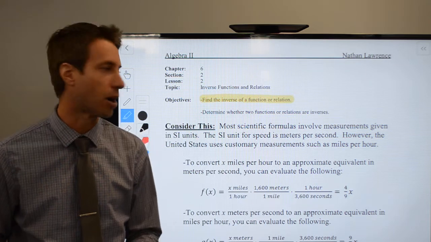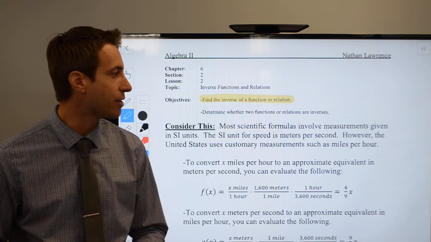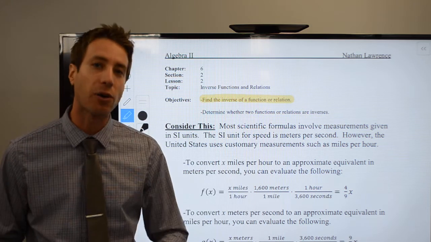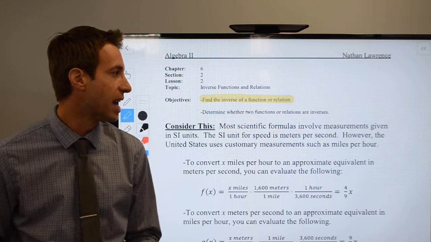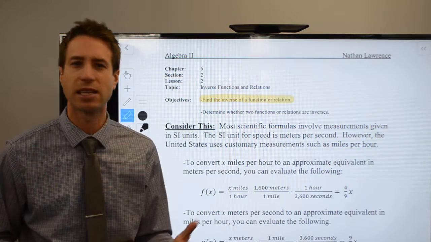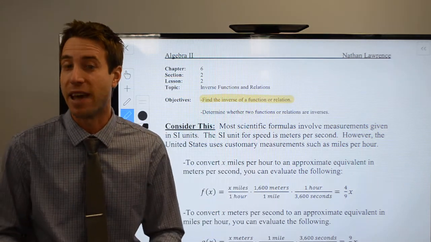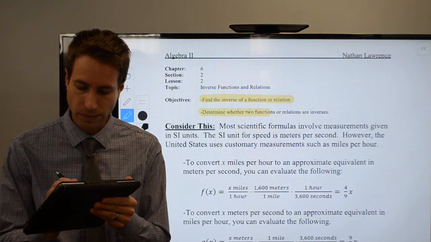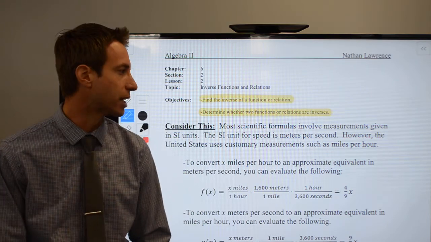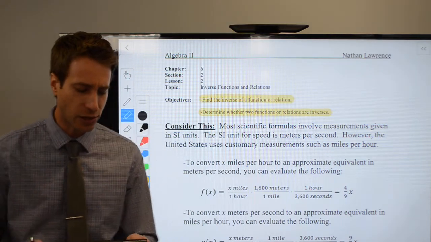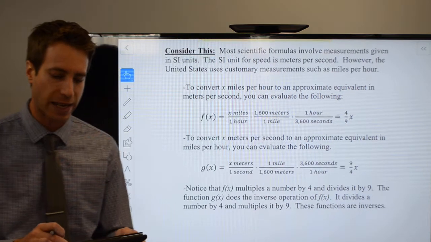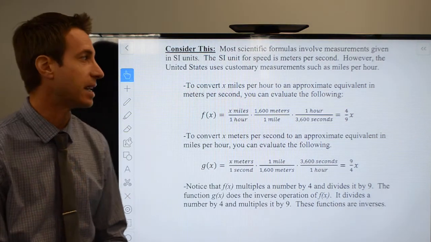It's a very simple process. And then the last thing we're going to have you do is determine whether, I'll give you two functions or relations and ask you to determine if they're inverses. So those will be our two objectives or learning targets. And let's kind of start this discussion with this idea right here. What does it mean to be an inverse?